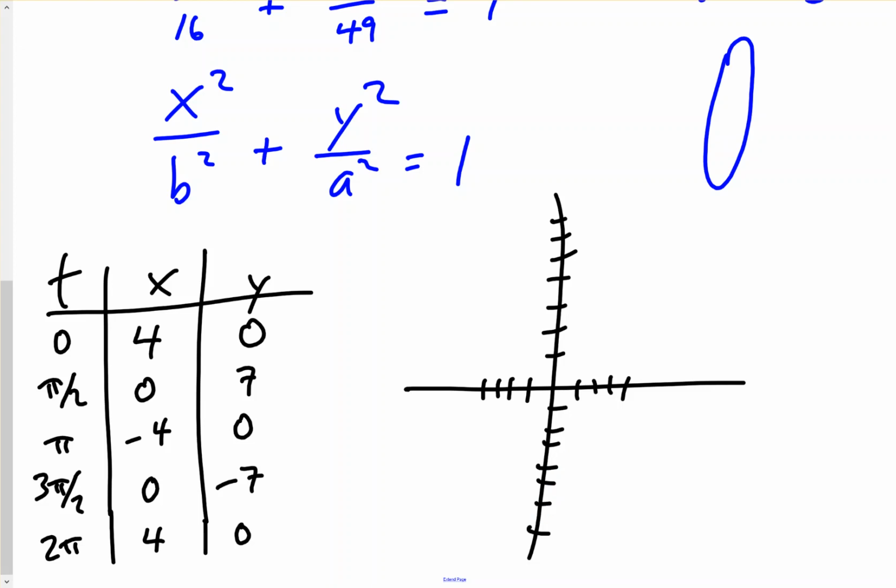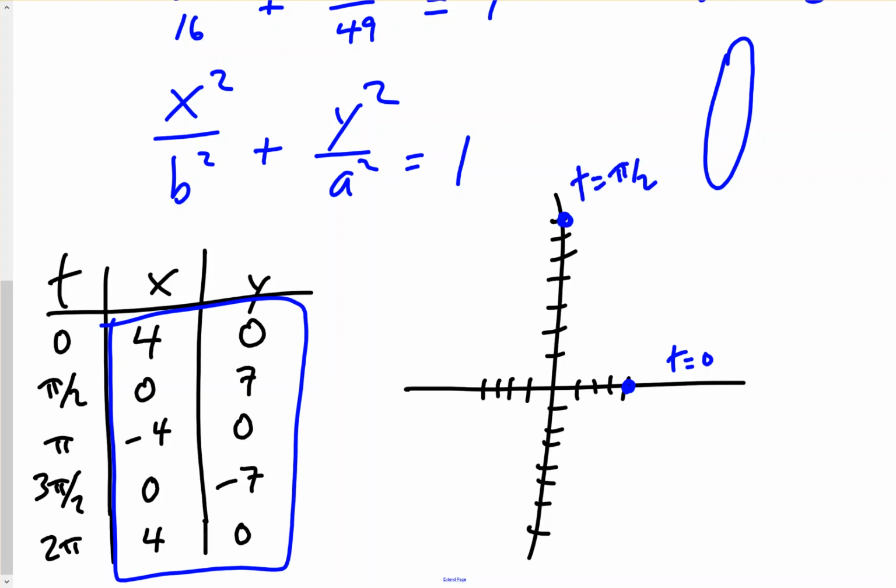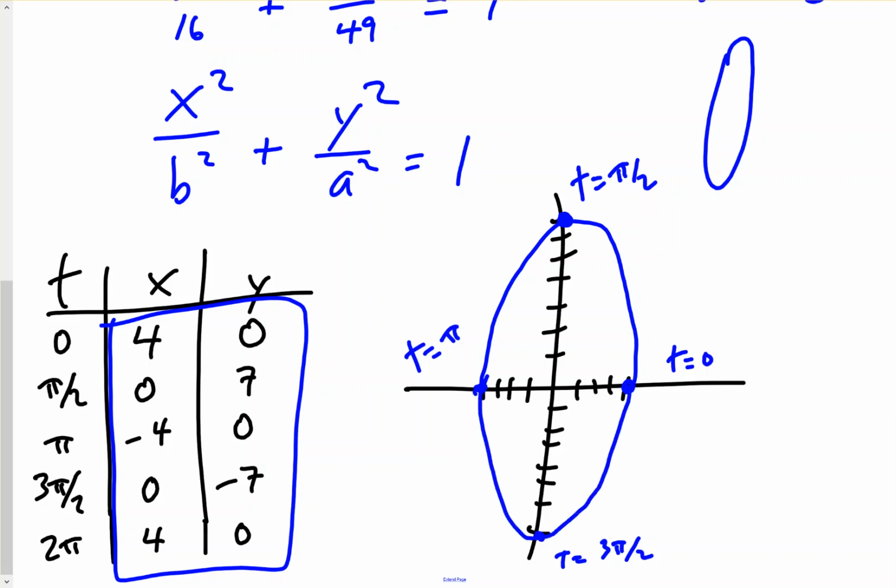Okay, so when t is 0, we're at 4, 0. When t is pi over 2, this is 0, 7. Okay, so we have 0, 7. Then we have negative 4, 0. Then we have 0, negative 7. So we're going to go like this, in this direction. Like that.